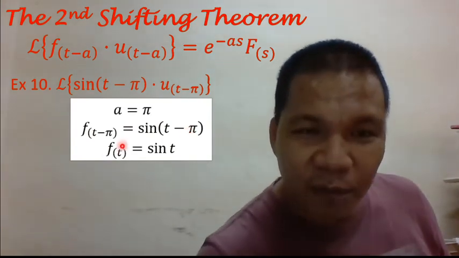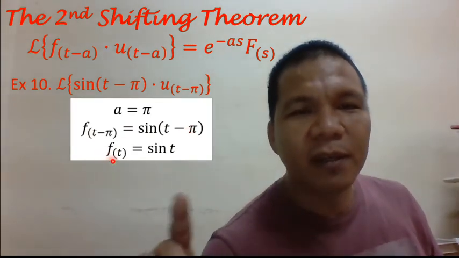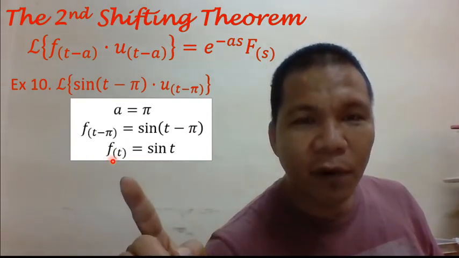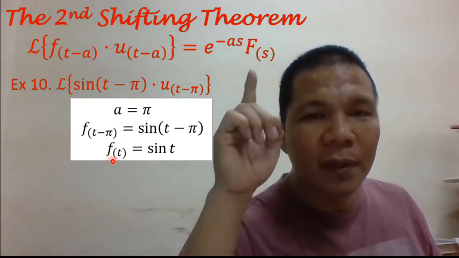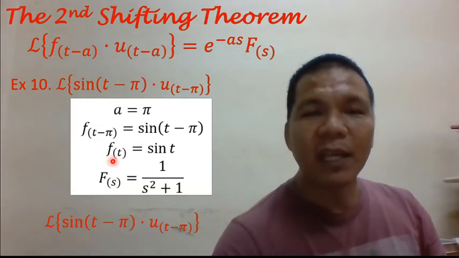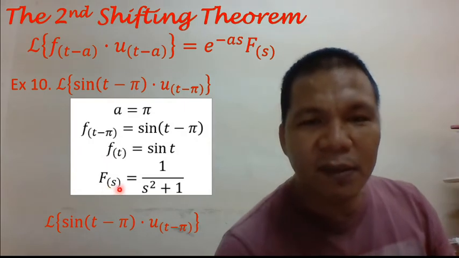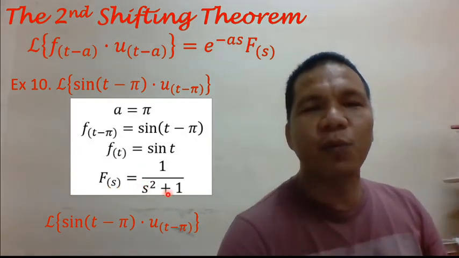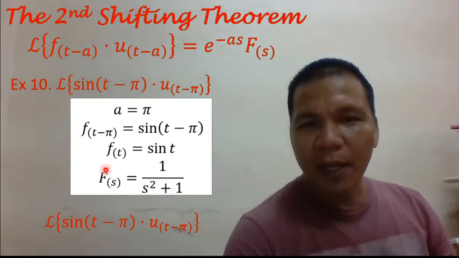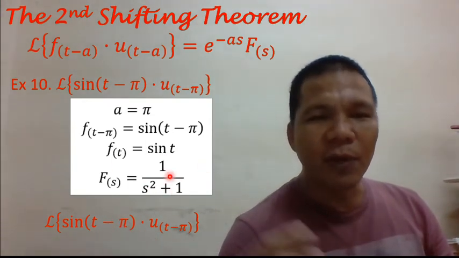Now, since you have your function of t here, all we have to do is take the Laplace transform so that we can have the function of s. The Laplace transform of the function of t becomes function of s equals 1 over s squared plus 1. Okay, any questions? Okay, we will proceed.